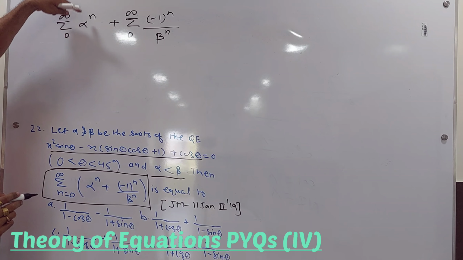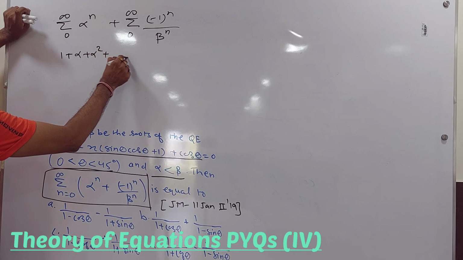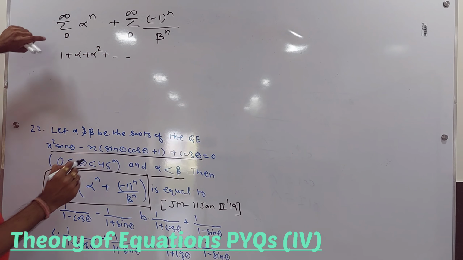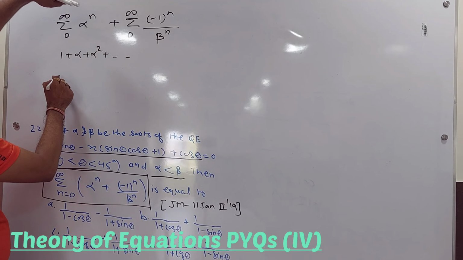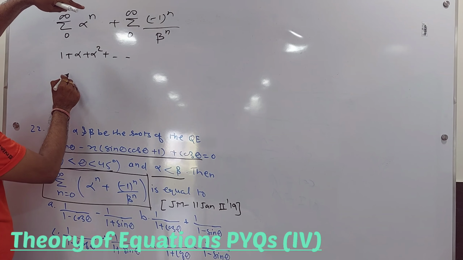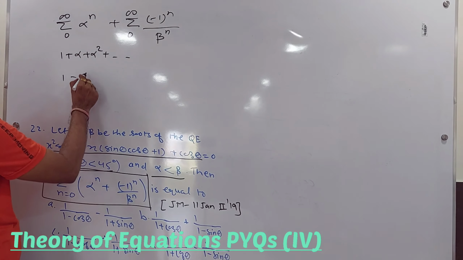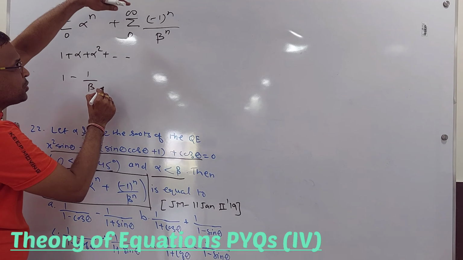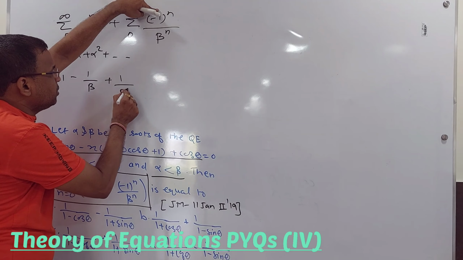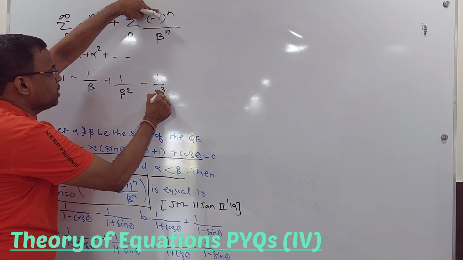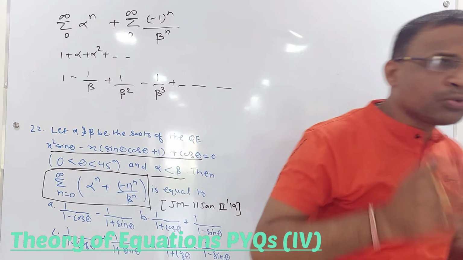Now just start putting the values. N is equal to 0, so alpha power 0 is 1. So 1 plus alpha square, that is going to happen. And here, put the value 0. Any number to the power 0 is 1. When I put n equal to 1, it will be minus 1 upon beta. N is equal to 2, so it will be positive, plus 1 upon beta square, minus 1 upon beta cube, and so on. So this summation has been sorted out so easily.